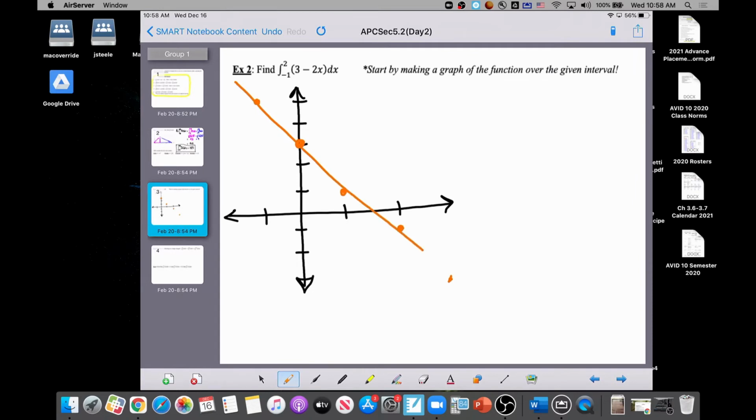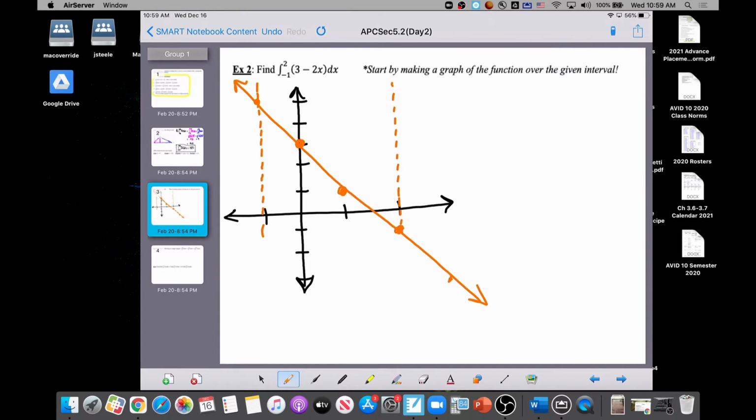I did my best with the tools that I have. Okay, those are points on my line. And so when I look at my limits of integration, I'm going from x equals -1 to x equals +2.